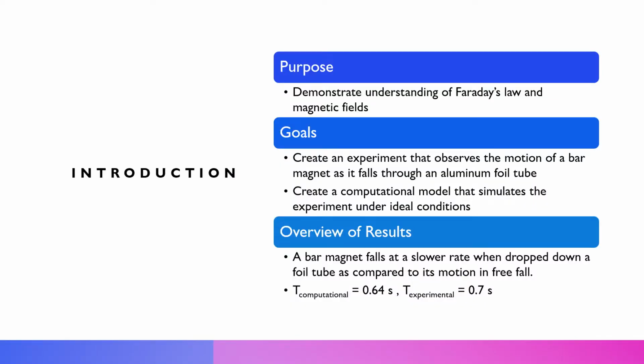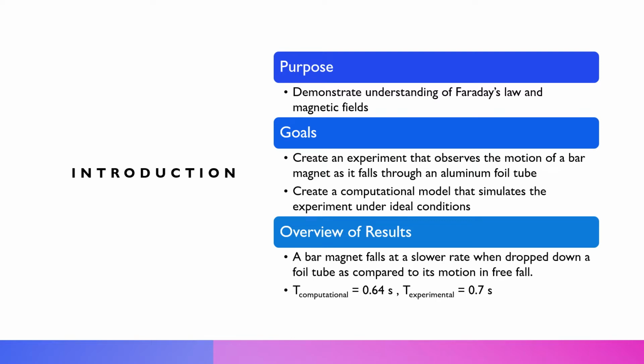So in this experiment, we are demonstrating our understanding of Faraday's law and magnetic fields. Our goal is to create an experiment that observes the motion of a bar magnet as it falls through an aluminum foil tube, as well as to create a computational model that simulates the same experiment under ideal conditions.